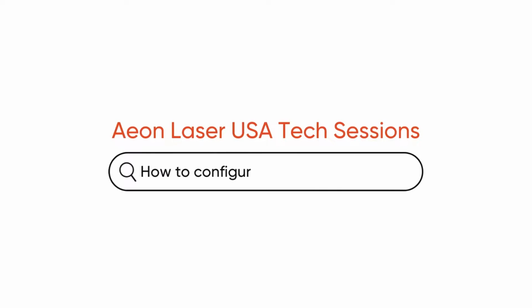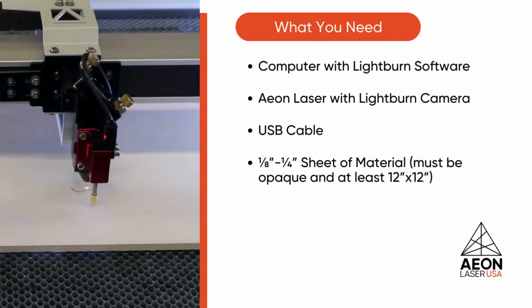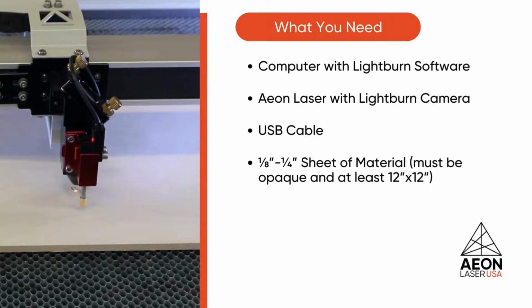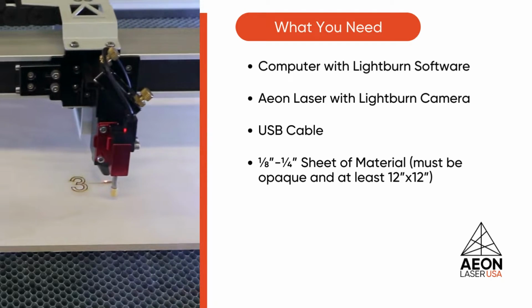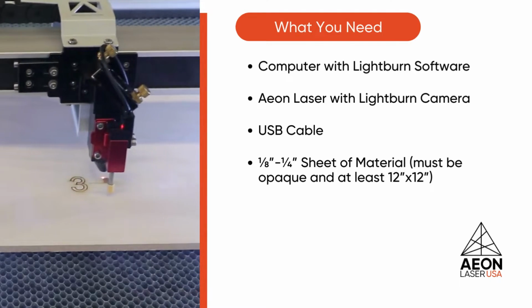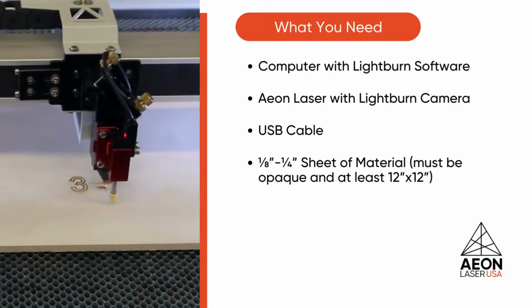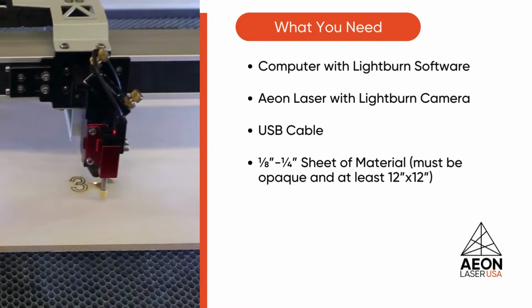In today's video, we are going to show you how to configure your Lightburn camera. You will need a computer with Lightburn software, an Aeon Laser with a Lightburn camera, a USB cable, and a 1/8 inch or 1/4 inch sheet of material. The material must be opaque and at least 12 inches by 12 inches.